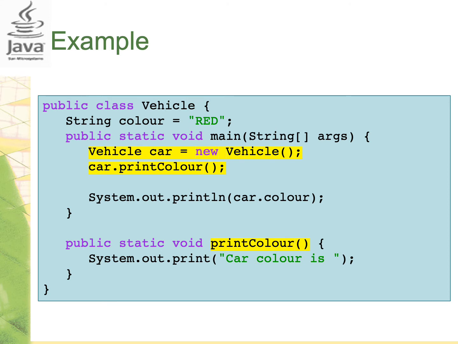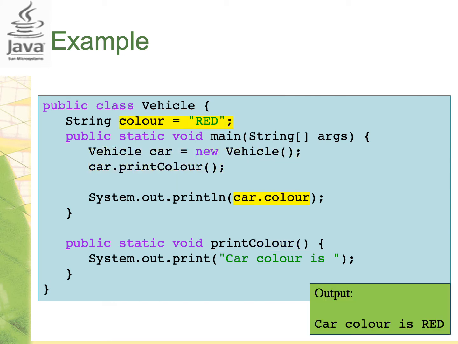Within the main method, we declare and create an object of Vehicle class called car. It then calls the printColor method by writing car.printColor. At this point, it will display the sentence Car color is. On the next line, we have System.out.println, and within it we wrote car.color. So the object car is referencing the variable color, which has the value red. car.color will have the value red. So the final output of this code is Car color is red.